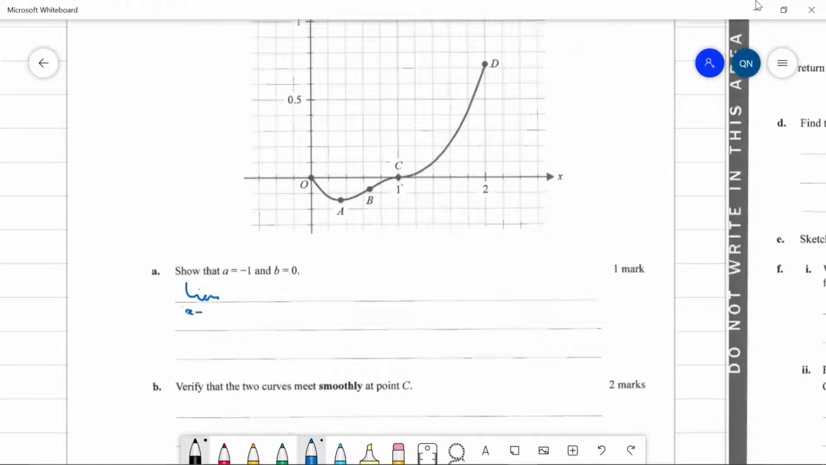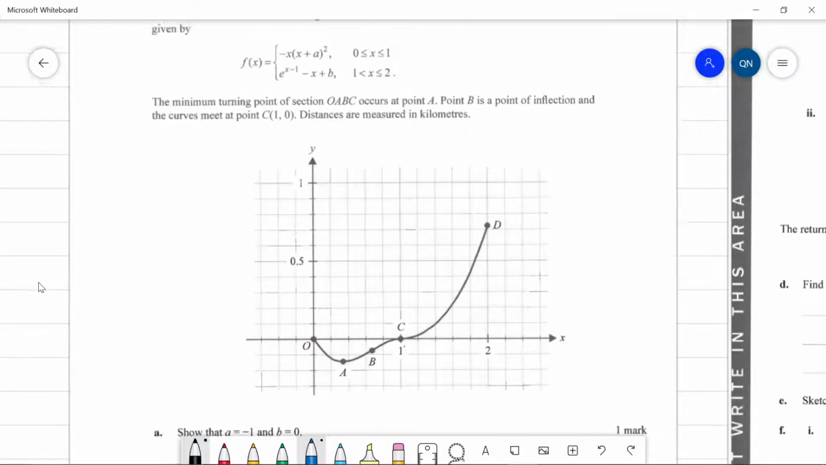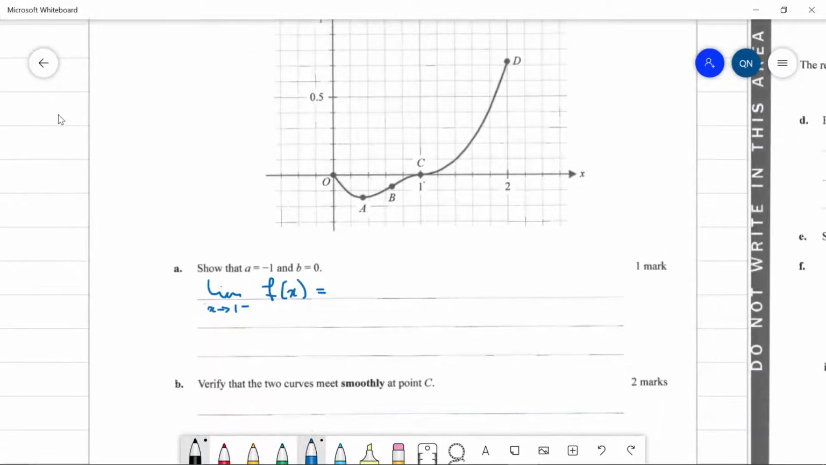So the limit as x approaches 1 from the negative side of f of x is equal to -x plus a, squared. Applying the limits, we get -1, and then 1 plus a, and this is squared. We want this limit to be equal to 0, which tells us that a has to be equal to -1.